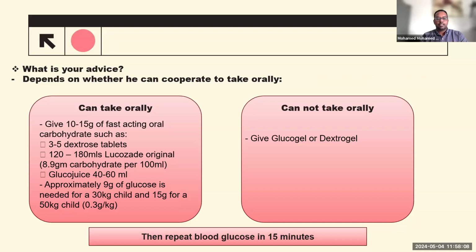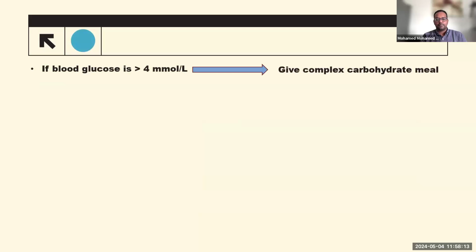If it's less than 4 millimoles per liter, you repeat the steps again and you ask the question again, can they take orally? If yes, give them that. If they can't, glucogel and do it in 15 minutes.